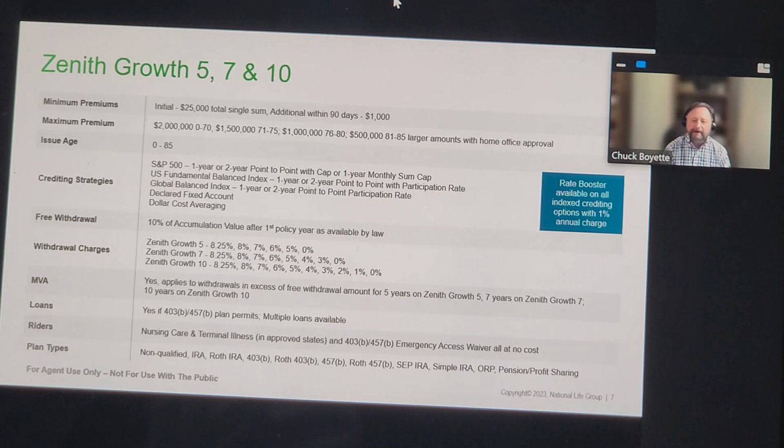So Zenith Growth 5 is a 5-year annuity. It has a 5-year surrender schedule. You can see it starts at 8.5, and then it goes down to 5%. And then we have Zenith Growth 7, and that is a 7-year surrender schedule and starts at 8.2 and goes down to 3. And then finally, Zenith Growth 10. It's really a 9-year surrender, 10-year annuity that starts at 8.25 and goes down to 1%.